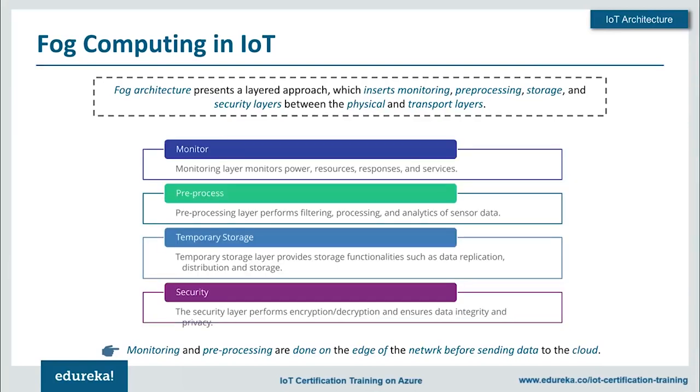Now, talking about each one of these new layers, when I come to the monitoring layer, what it actually does is it monitors the power consumption, it monitors each of these resources as well as their response and the services that are running on these resources. Now, this in turn gives me a complete idea of which are the services or which are the sensors which are working, where are the challenges, what is the power consumption, and how it works with respect to that same.